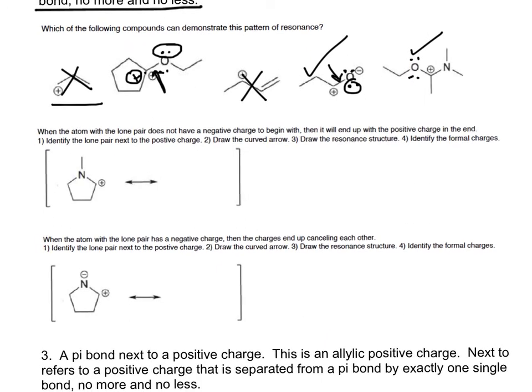So if we were to draw the resonance structures as we did for the first pattern, I'll put my lone pair in for the nitrogen. I can push my arrow between the carbon and the nitrogen.